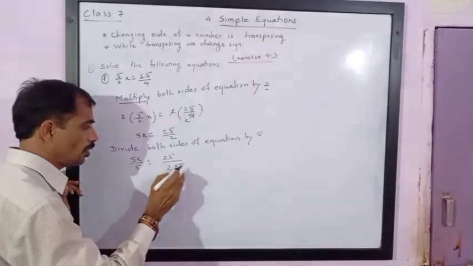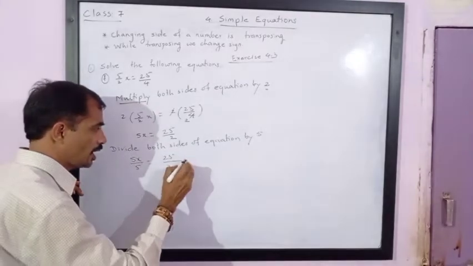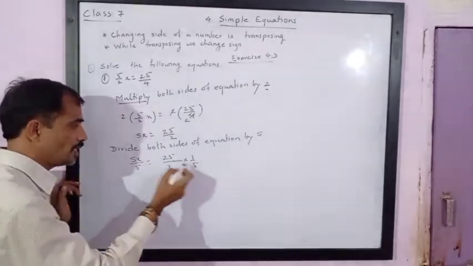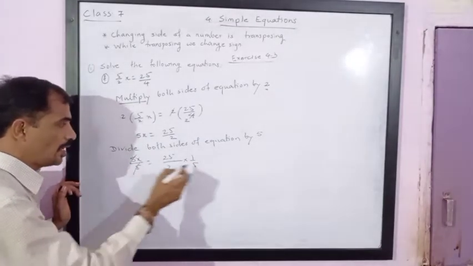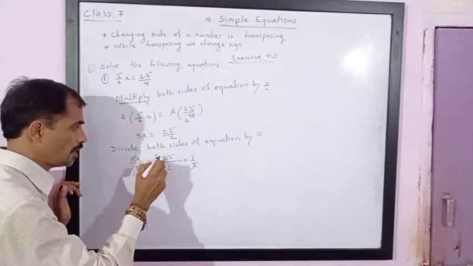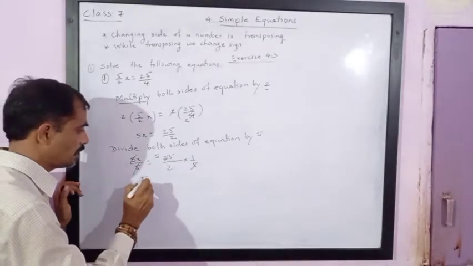So 25 upon 2 is divided by 5. Please try to understand. Here you can write like this also, 1 upon 5. Now this is reducible. This 5 cancels with this 5. You have 5 5s are 25. So answer is 5 upon 2. x is equal to 5 upon 2.